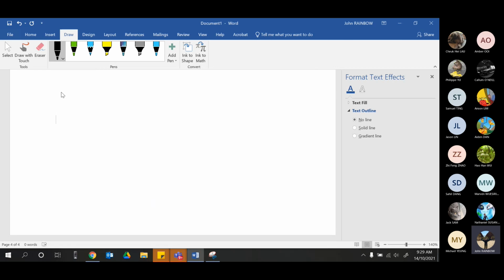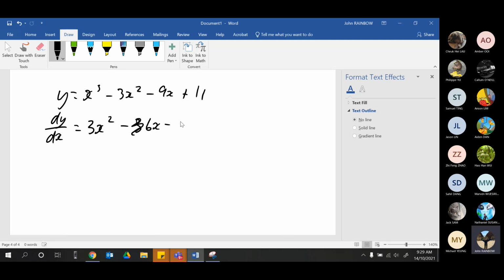Okay, I'm going to write that down. So we've got the equation y equals x cubed minus 3x squared minus 9x plus 11. I know the gradient should be 0 for the turning points. So I'm going to derive it and get my gradient graph. I like to call it gradient graph just because it shows me the x-coordinates of the gradient. I shouldn't talk while I'm trying to do maths. 3x squared minus 6x minus 9.